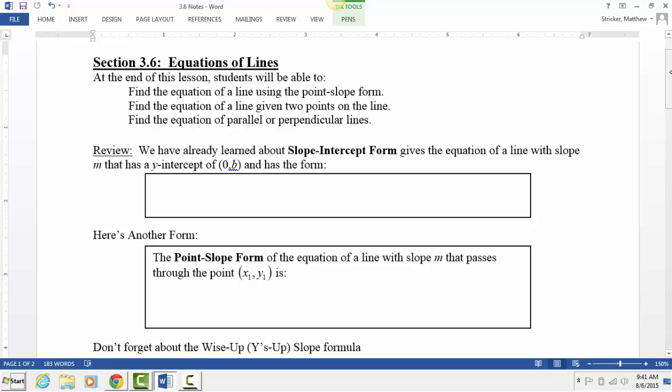This video covers section 3.6 from your text, and basically we are going to be finding the equations of lines. We're going to use two different forms. We're going to review slope-intercept form, but then we're also going to use a new form called point-slope form.